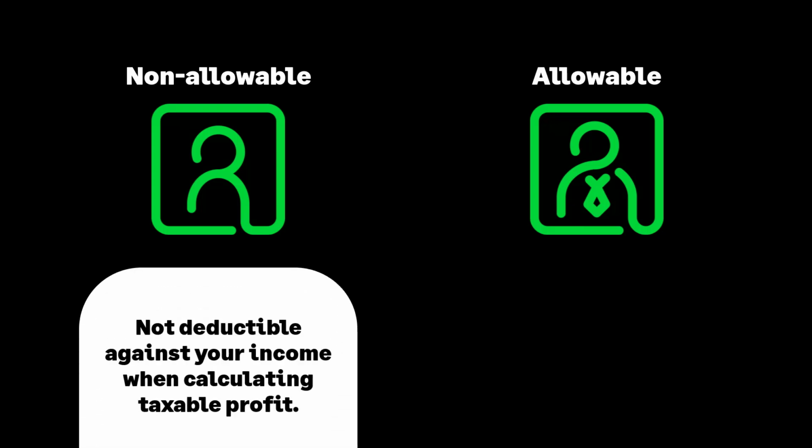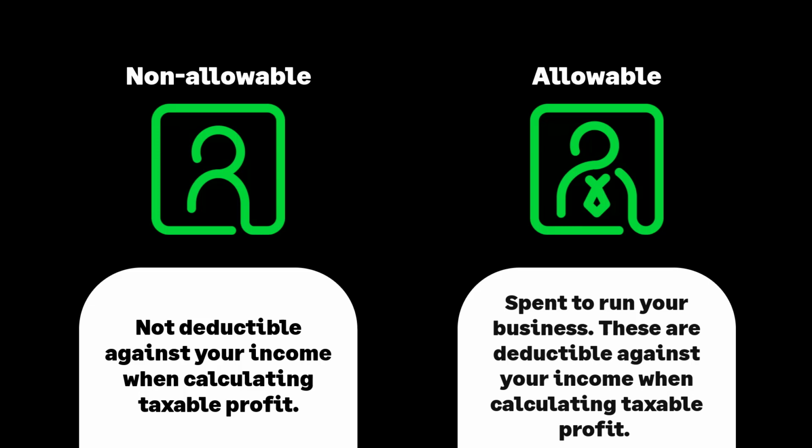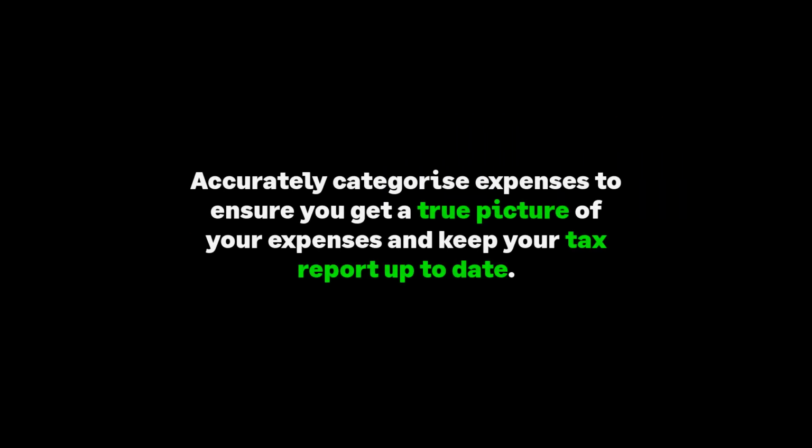Non-allowable expenses, also known as disallowable expenses, are not deductible against your income when calculating taxable profits. Allowable expenses are those spent to run your business. These are deductible against your income when calculating taxable profits. It's important to accurately categorize expenses to ensure you get a true picture of your business expenses and to keep your tax report up to date. For further guidance on categories, please speak to your accountant.